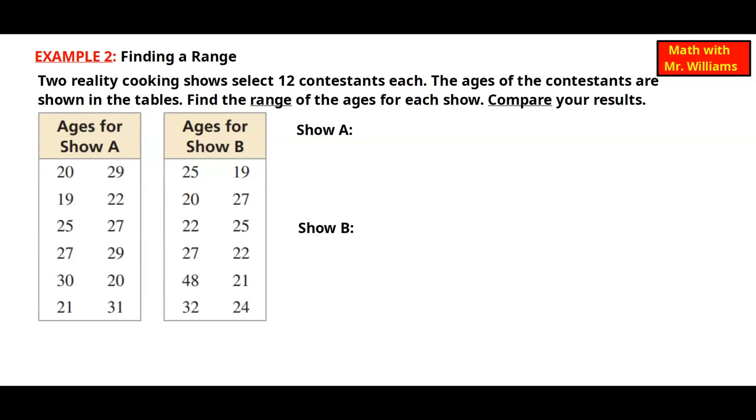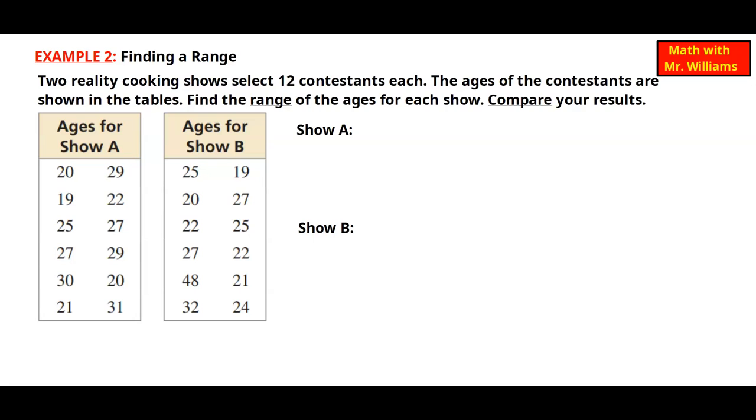Math with Mr. Williams, Example 2. Finding a range. Two reality cooking shows select 12 contestants each. The ages of the contestants are shown in the table. Find the range of the ages for each show. Compare your results. All right, let's start with show A.